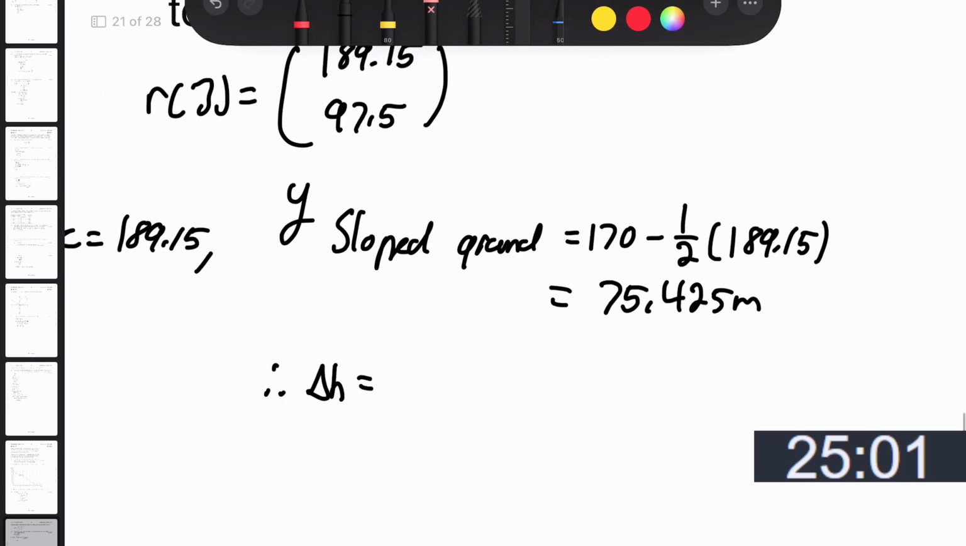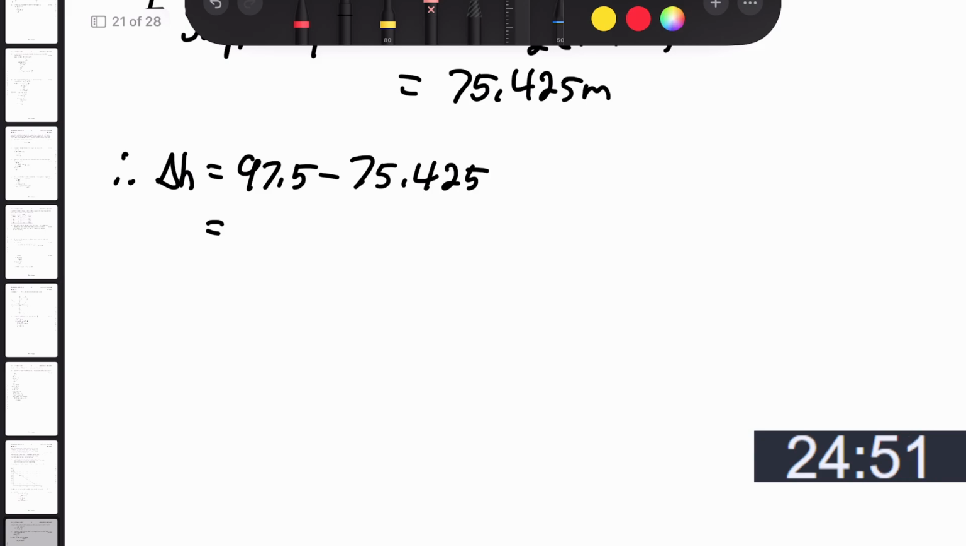Therefore, delta H is equal to 97.5 minus 75.425, which is 22.075. It wants it to 2 decimal places, so 22.08 meters.